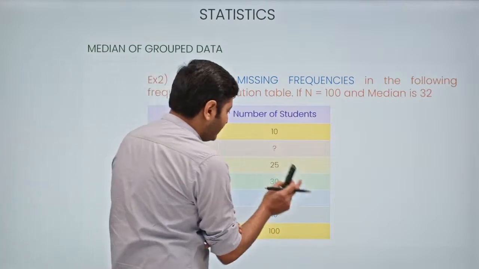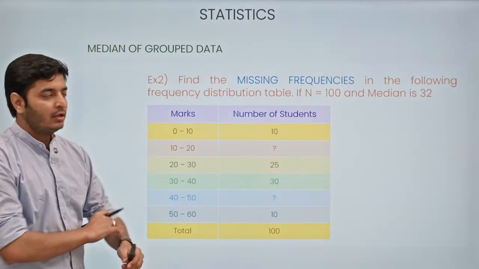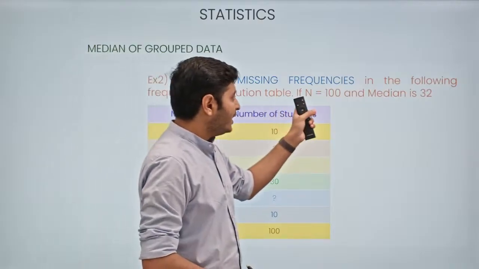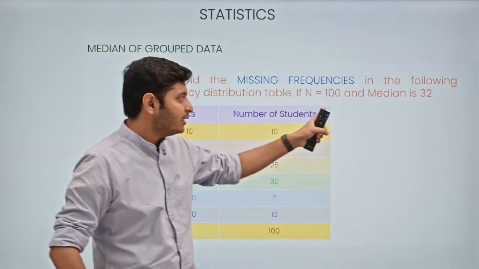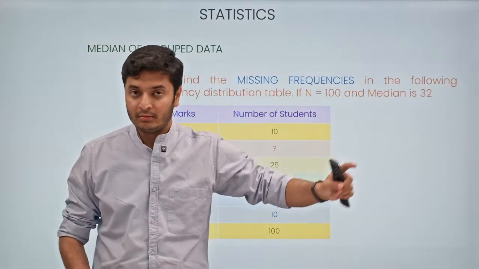So there are two values which are missing. You can see the question marks, no? So these are the missing values. We need to find them. And in the problem statement, what is given to us? N is equal to 100. It means the sum of all the frequencies is 100. And median is also given as 32. Okay, well and good then.